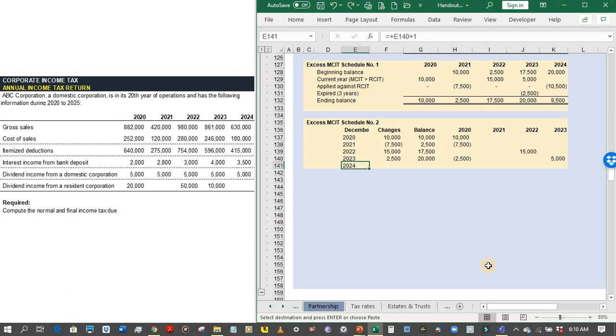Then for 2024, the amount of change will be the applied excess MCIT of 10,500 pesos. Since the 10,000 can no longer be used, the 10,500 was taken from the 15,000 pesos excess MCIT that was incurred in 2022. And this will expire in 2025 because the 10,500 was already applied in its second year. So the change in 2024 is a negative 10,500. That is why our ending balance in 2024 is 9,500 pesos. And the 9,500 is from the 5,000 pesos incurred in 2023 and the remaining 4,500 from the 2022 excess MCIT.